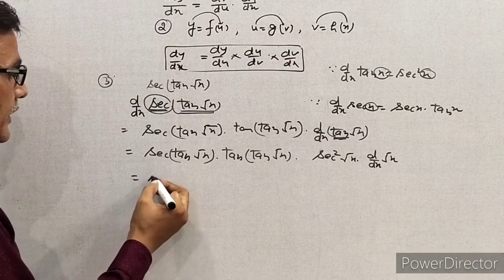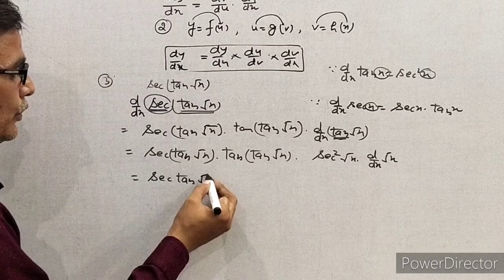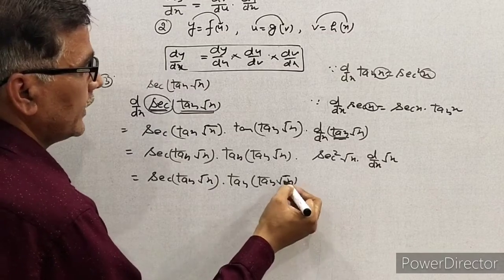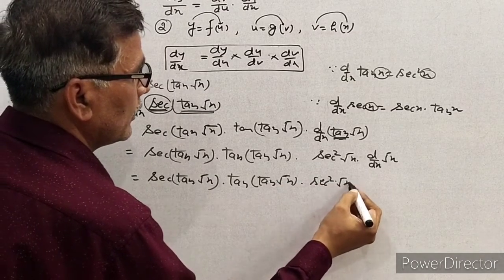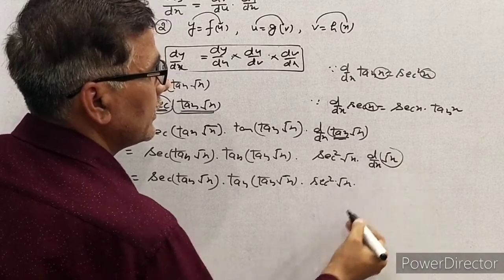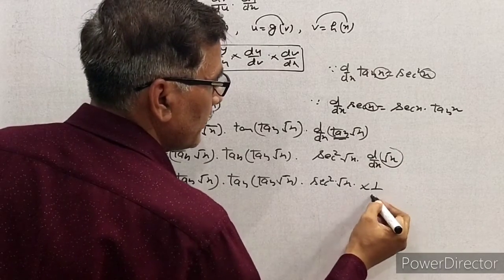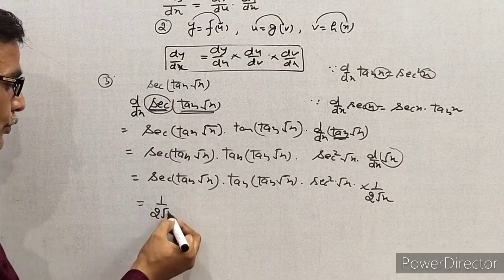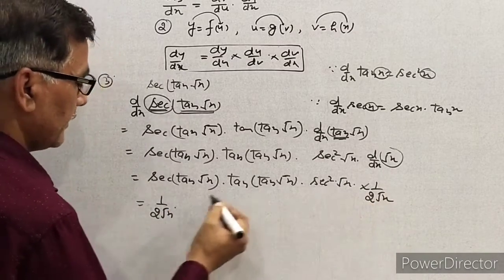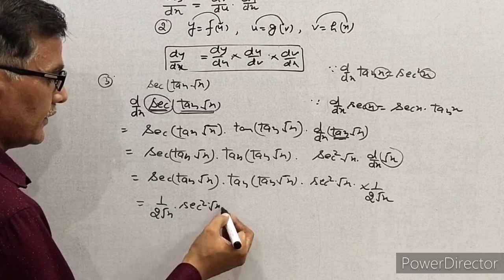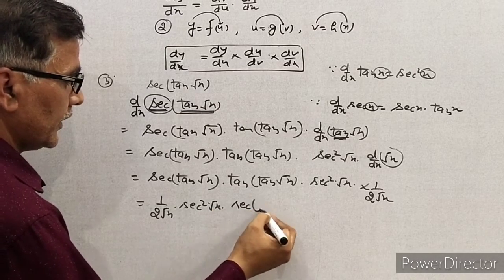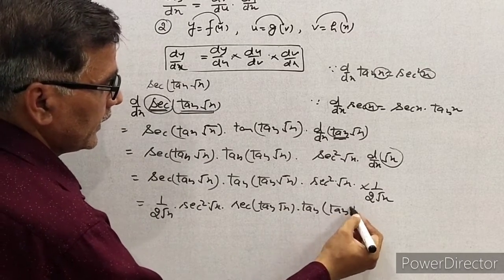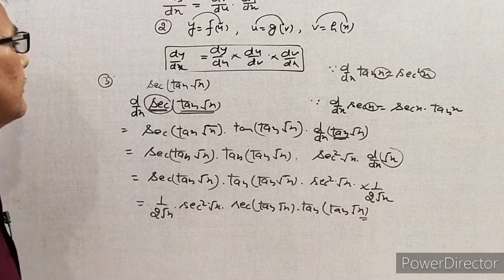Here we can write it as sec of tan root x into tan of tan root x into sec square root x, and the derivative of under root x is 1 upon 2 root x. Now we can write this as 1 upon 2 root x, then sec square root x, and then sec of tan root x into tan of tan root x. This is the result of this function.